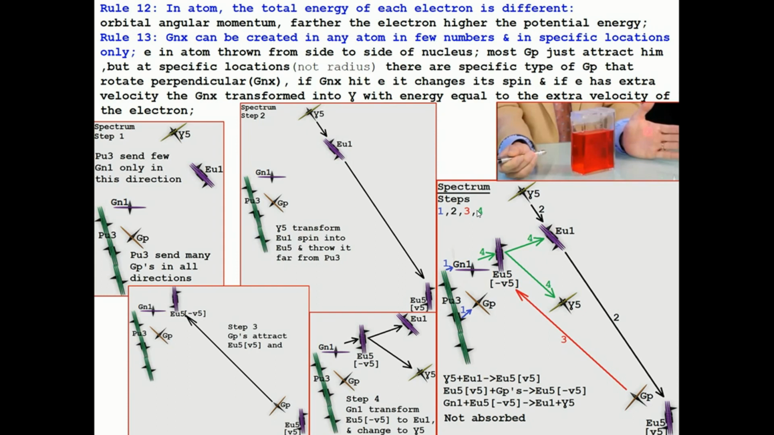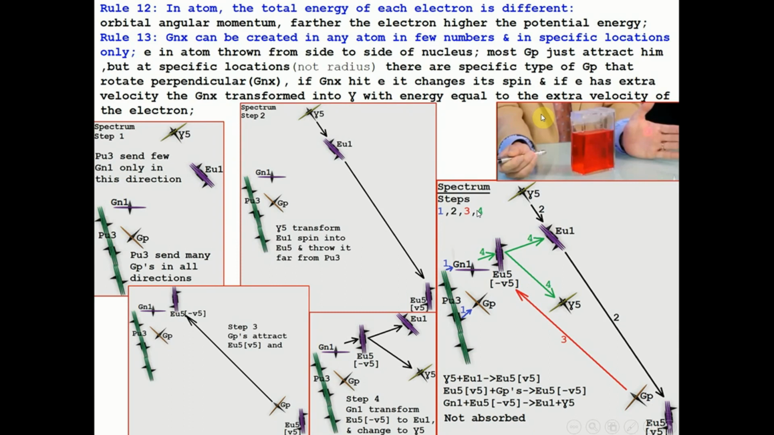In the atom, electrons are thrown from side to side of the nucleus because the mass of the electron is much smaller than the mass of the nucleus. In other words, the number of G particles in the electron is much smaller than the number of G particles in the nucleus. Mass is just the number of G particles that comprise the particle cluster. The GP particle emitted from the nucleus usually just attracts the electron, but at a specific location, the GP particle rotation is perpendicular to the electric field, so it's actually a GN particle.